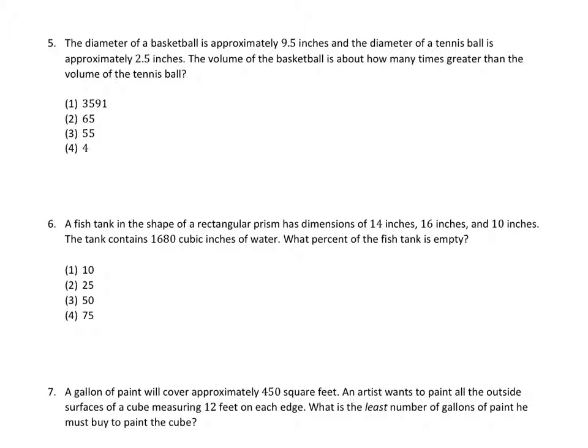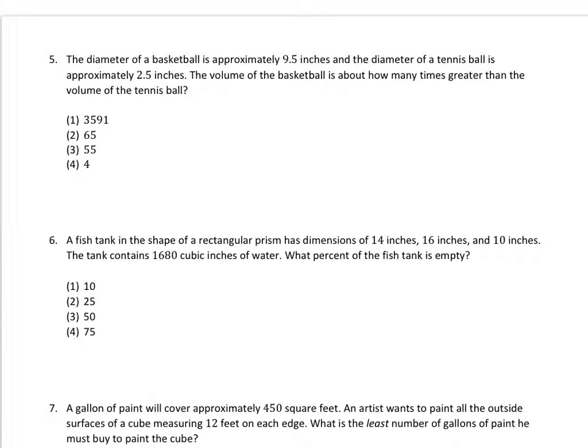Alright, so moving on to number 5, it says the diameter of a basketball is approximately 9.5 inches and the diameter of a tennis ball is approximately 2.5 inches. Notice that in both of these they give you diameter. However, in all the questions that we've done so far with volume, we need the radius. So remember that D is twice R, meaning diameter is twice the radius. So if they give you diameter, we need to take that diameter and divide it by 2. So 9.5 divided by 2 gives us 4.75 as the radius for the basketball. For the radius of the tennis ball, we take 2.5 and divide it by 2, and we get 1.25.